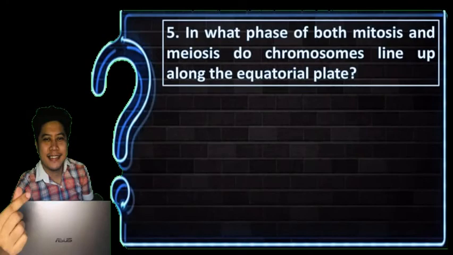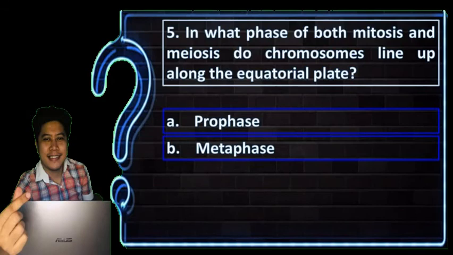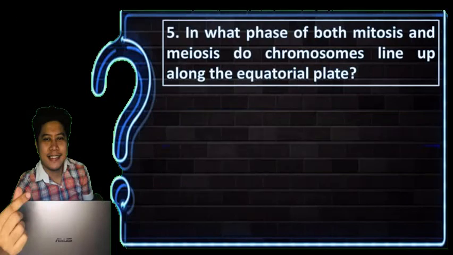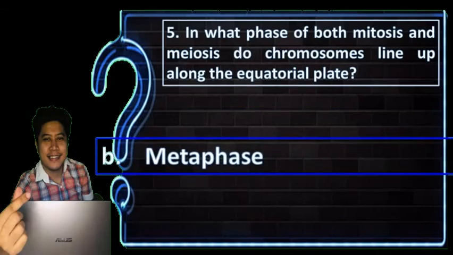Last number, we have number 5. In what phase of both mitosis and meiosis do chromosomes line up along the equatorial plate? A. Prophase. B. Metaphase. C. Anaphase. D. Telophase. Timer starts now. Time's up. The correct answer is B. Metaphase. You did a great job.